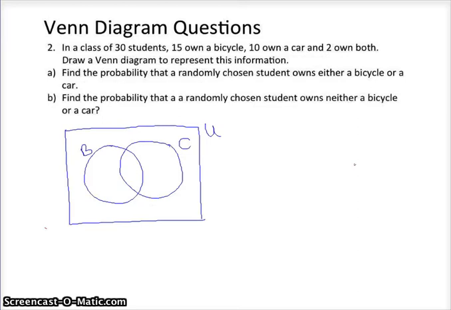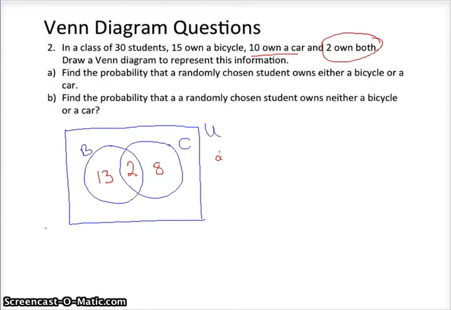Okay, here's another question. In a class of 30, 15 own a bicycle, 10 have a car, and 2 have both. Draw a Venn diagram. Now, in questions like this, always start with the middle. So the first thing you're going to write down is the 2. Then you know that 15 own a bicycle. Well, we've already got 2 of them down, so that means 13 have a bicycle who don't have a car. We're told that 10 have a car. We already have 2 of them there, so there's 8 left over there.